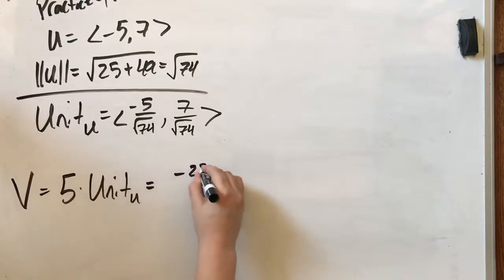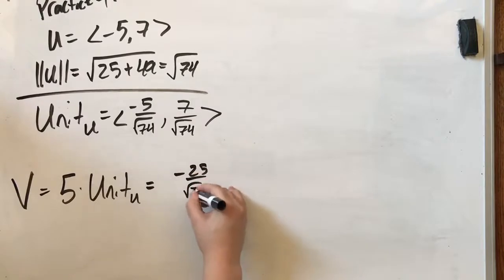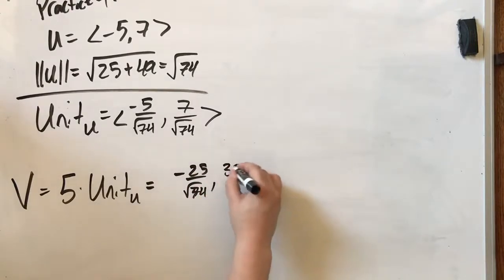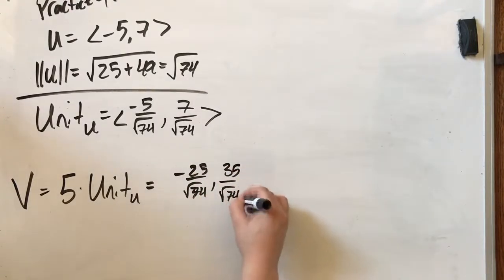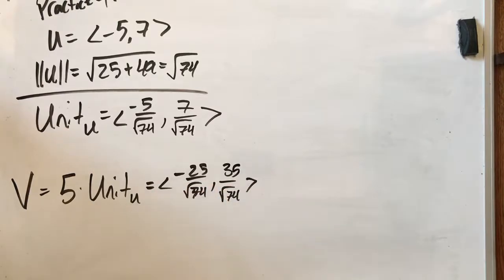So I'll get -25 over the square root of 74, and then 35 over the square root of 74. Okay, so that's this new vector. So if we want to create a new vector that's in the same direction as another vector, you just find the unit vector, which captures the direction, and then multiply by the new magnitude that you want.